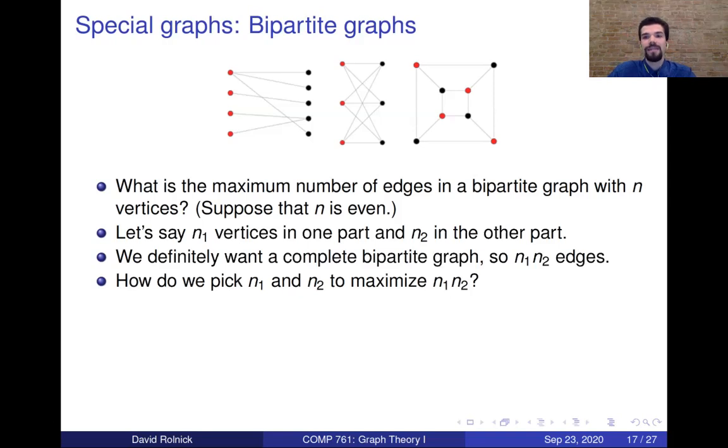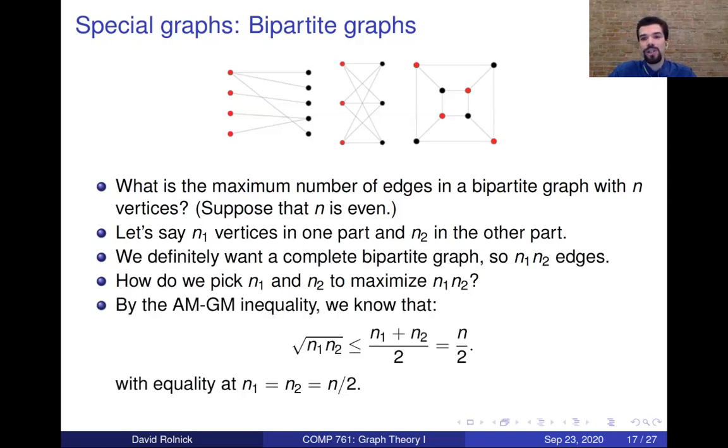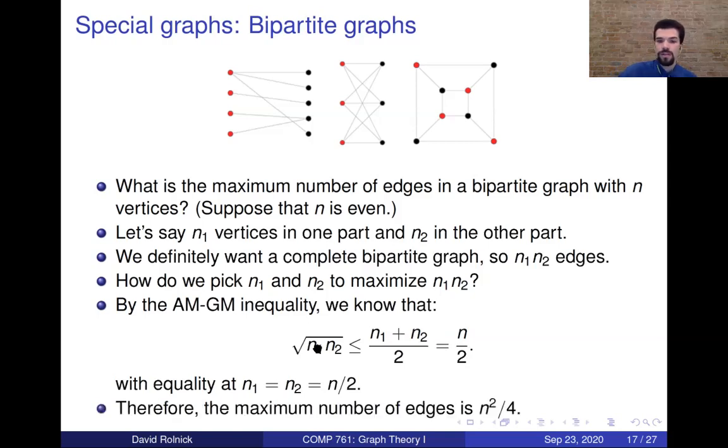Aha, yes. We can use the AM-GM inequality. By the AM-GM inequality, we know that the square root of n1 n2 is less than or equal to (n1 plus n2) over 2. And we know that n1 plus n2 is just the full number of vertices, which is n. So the square root of n1 n2 is less than or equal to n over 2. And equality happens exactly when n1 equals n2 equals n over 2. So this is attainable. Therefore, the maximum number of edges is, if you square this, n squared over 4. Cool.